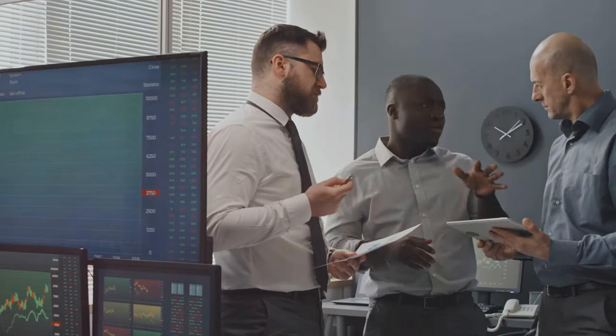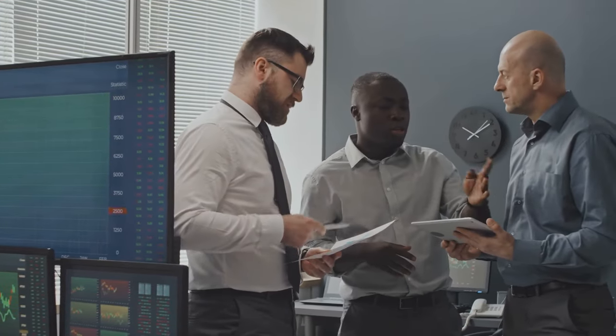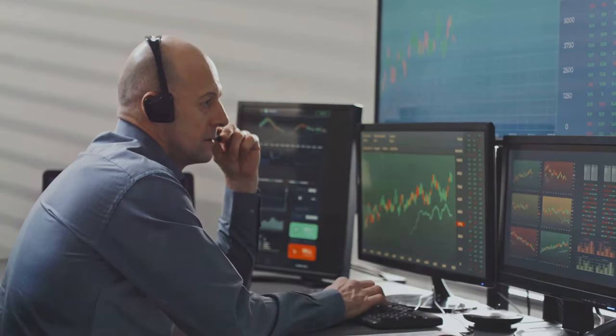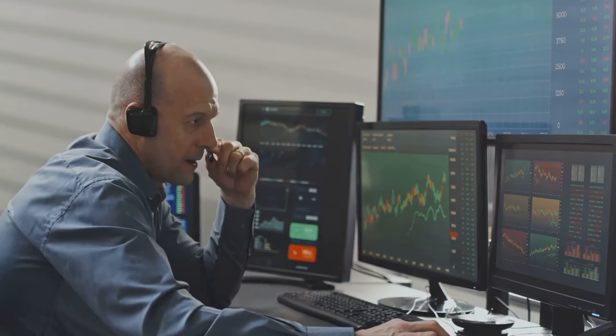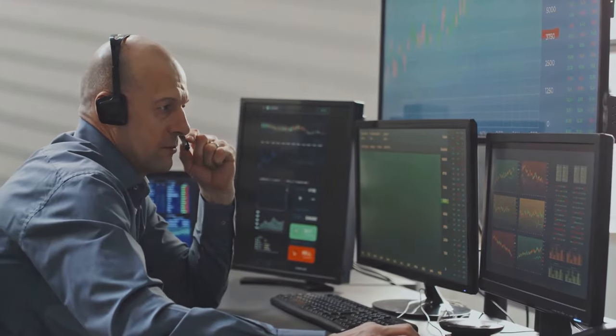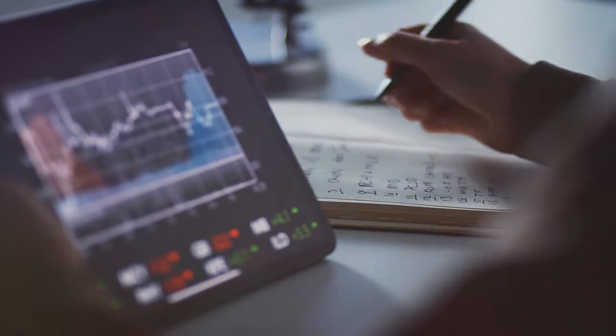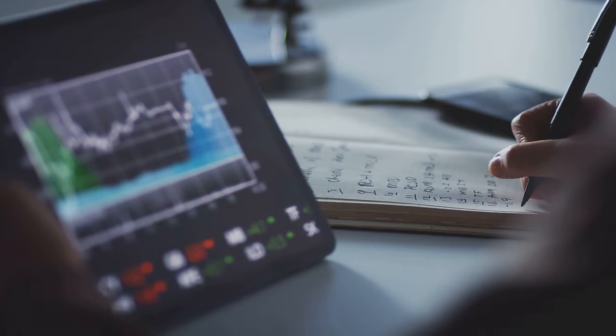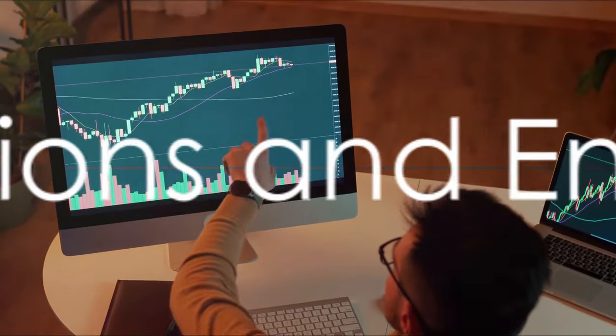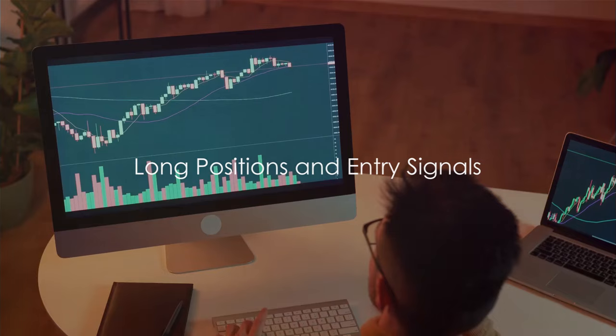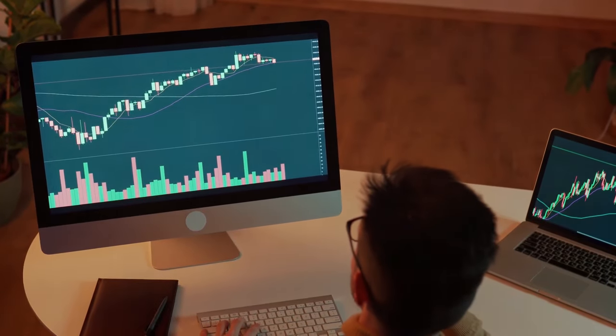But remember, every trader's journey is unique. What works for one may not work for another. It's all about finding the strategy that suits your style and risk tolerance. Let's delve into the specifics of this sample trading plan, shall we? First, let's talk about long positions and how to identify entry signals.